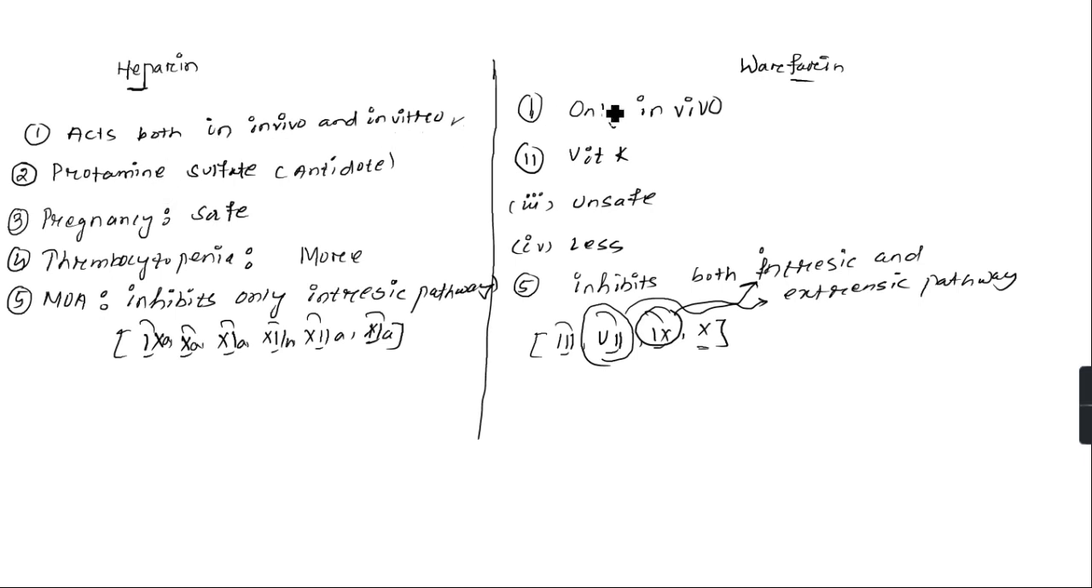Okay, heparin acts both in vivo and in vitro. Warfarin acts in vivo only. Heparin's antidote is protamine sulfate. Heparin is safe in pregnancy, but warfarin is unsafe in pregnancy. Heparin causes thrombocytopenia more, warfarin causes less. Then the next point is, heparin inhibits the intrinsic pathway only, but warfarin inhibits both the intrinsic and extrinsic pathways. All about the anticoagulant class. Thank you.